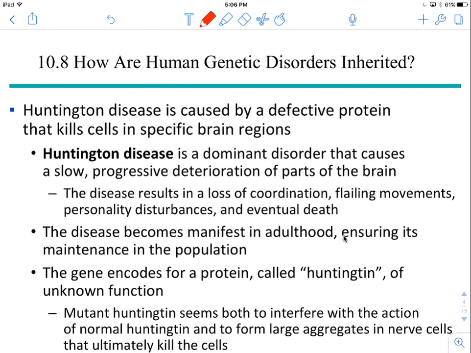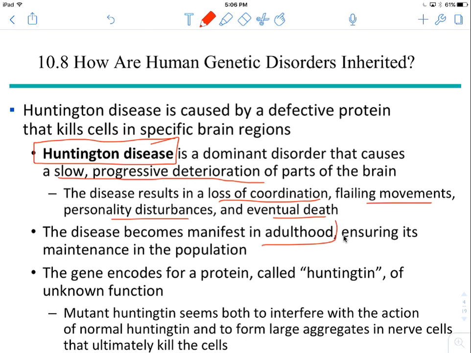So I mentioned in class, and here it is again, the most famous of our dominant disorders is Huntington's disease. Okay. Huntington's disease causes a slow progressive deterioration in parts of the brain. So it's a neurodegenerative disease. Loss of coordination, flailing movements, personality disturbances, and eventually death. The disease kind of kicks in young adulthood, sometimes in the early 20s, but usually in the 30s and 40s.